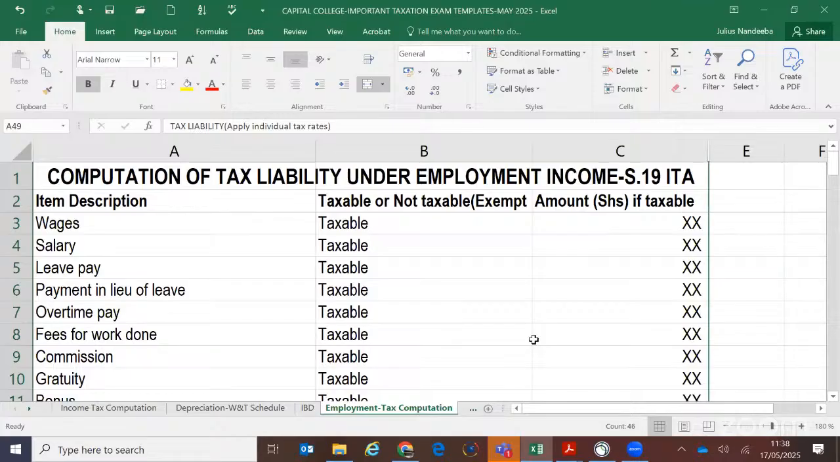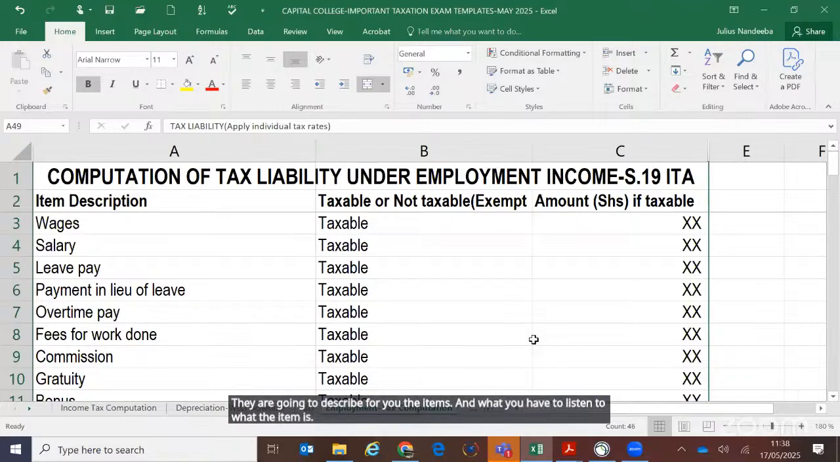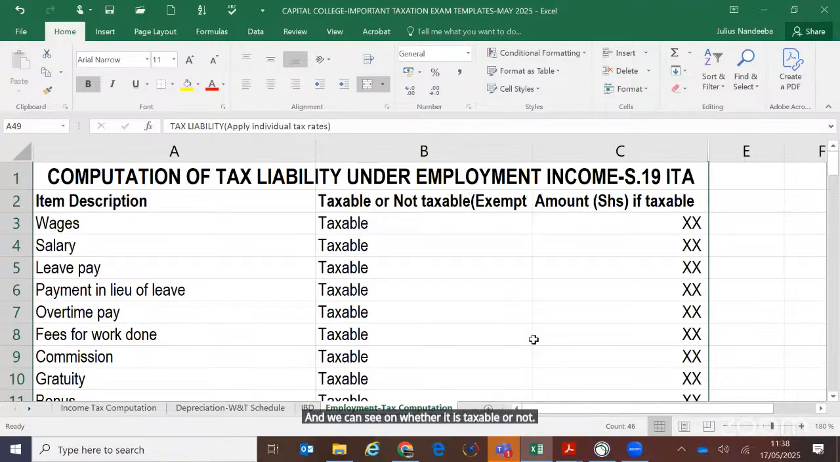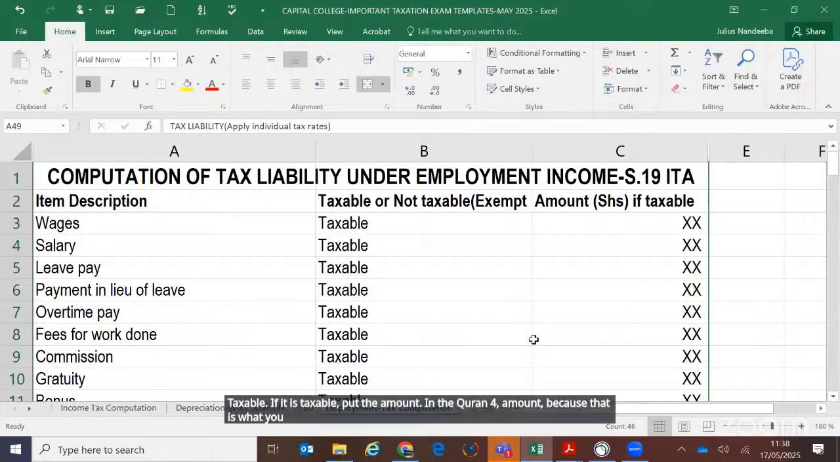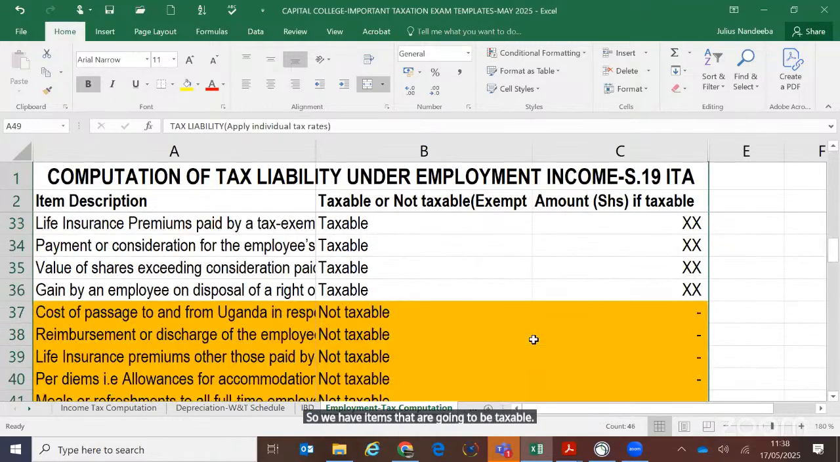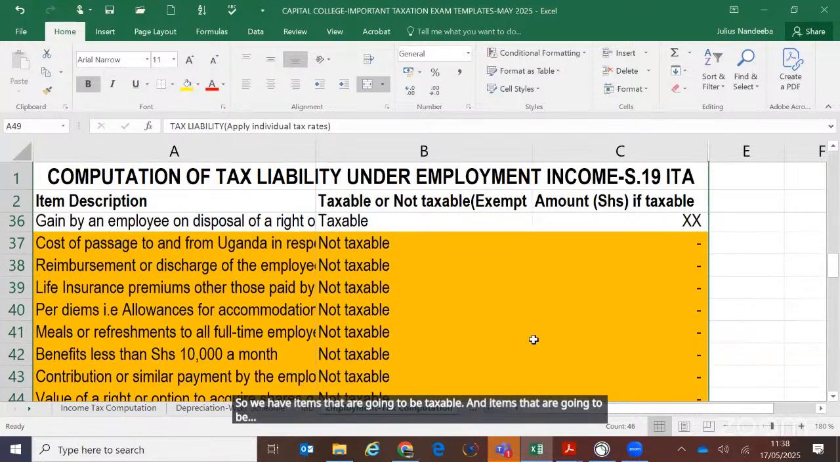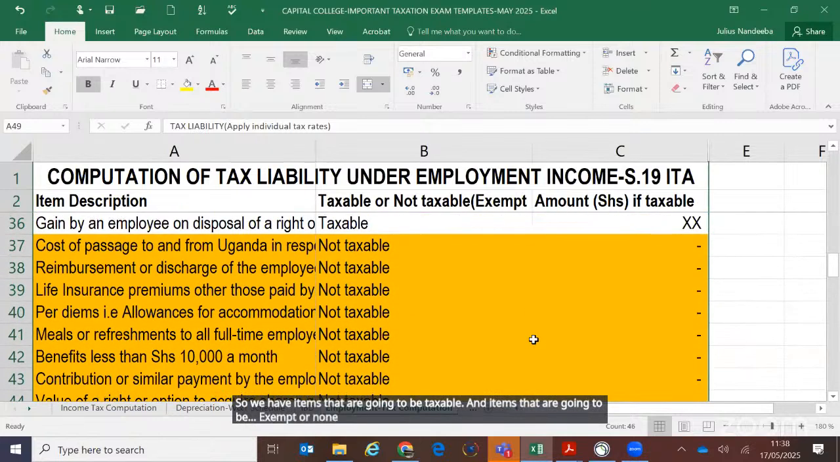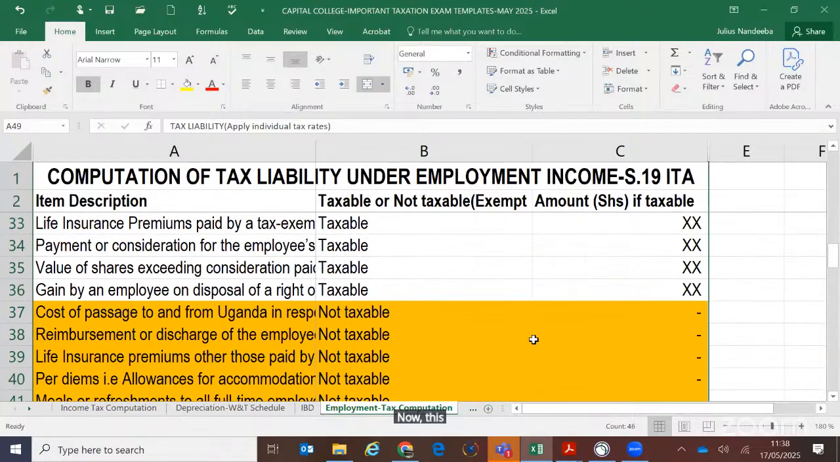They are going to describe for you the items, and you have to list what the item is and make a decision whether it is taxable or not taxable. If it is taxable, put the amount in the column for amount, because that is what you need to aggregate at the end of the day. So we have items that are going to be taxable and items that are going to be exempt or not taxable. Now, this question can answer two questions for you.